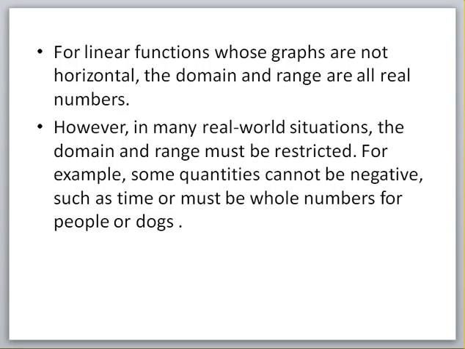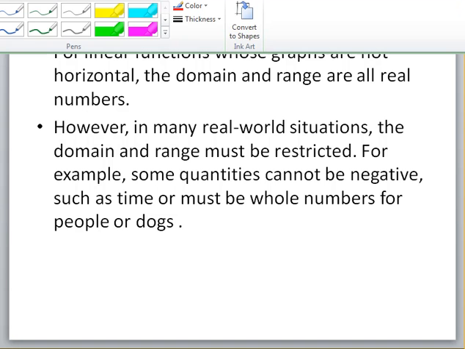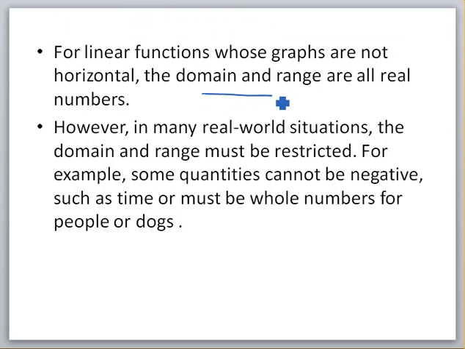So for the next few slides, I want to mention that for linear functions whose graphs are not horizontal, the domain and range are all real numbers. Remember, a horizontal line looks like this. So anything that does not have a horizontal line, and it is a linear function, the domain and range is all real numbers. However, there are real-world examples where the domain must be restricted, and we're going to do some examples like that.